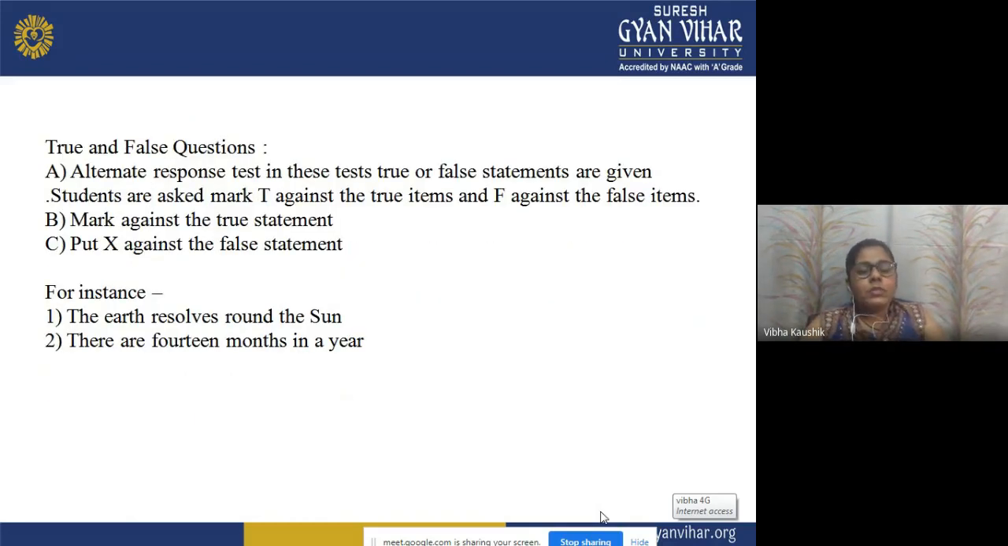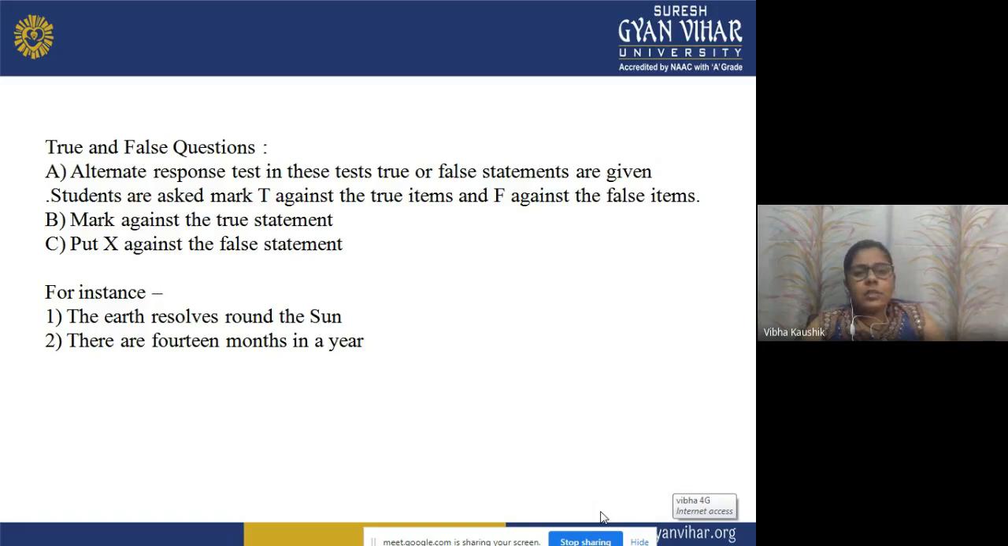Now, third is true and false questions. A. Alternative response test. In these tests, true or false statements are given. Students are asked to mark T against the true items and F against the false items. Now, what is that? In a true and false question, an alternative response is given by the teacher to the students. The teachers ask the students to mark T against the item which they consider is true, and F against the item when the student considers that this is a false item.